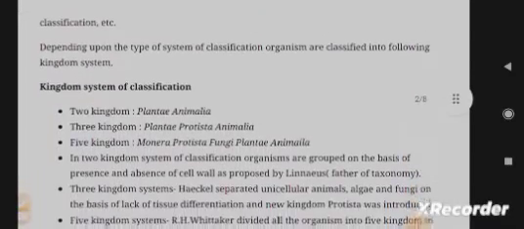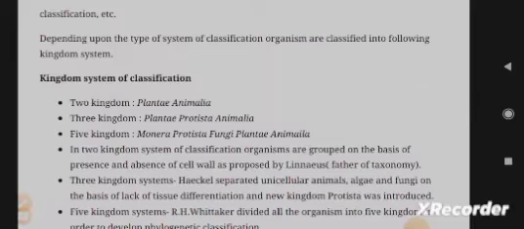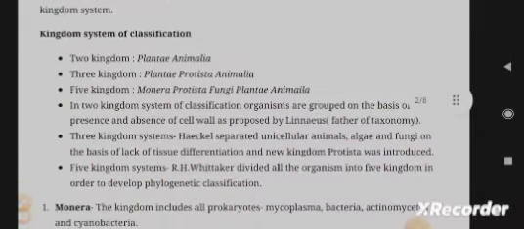Depending upon the time, system of classification, organisms are classified into following kingdom systems. Kingdom system of classification: 2 kingdom Plantae Animalia, 3 kingdom Plantae Protista Animalia, 5 kingdom Monera Protista Fungi Plantae Animalia. In 2 kingdom system of classification, organisms are grouped on the basis of presence and absence of cell wall as proposed by Linnaeus, who is the father of taxonomy.